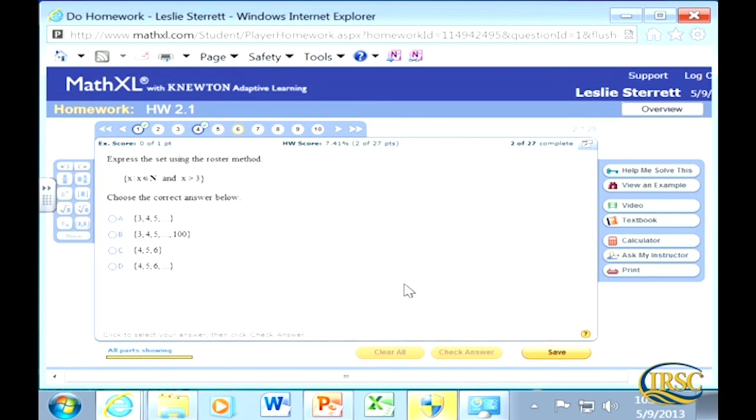Okay, so now you're given a set in set builder notation, and you need to rewrite it into roster form.